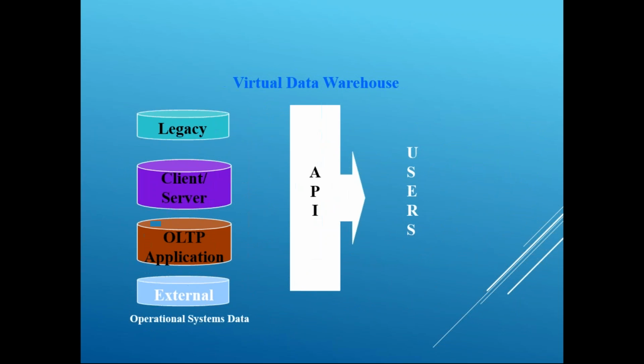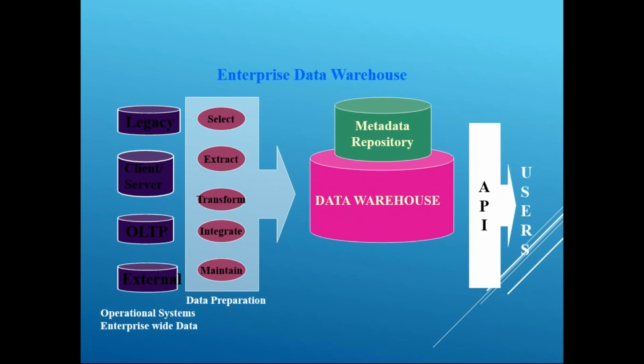And there are different types of architectures. The first one is the virtual data warehouse architecture, where you don't have any data warehouse and you don't have any kind of ETL process. You just create the reports on top of the source systems, and this is called virtual data warehouse architecture. And the next one is enterprise data warehouse architecture.